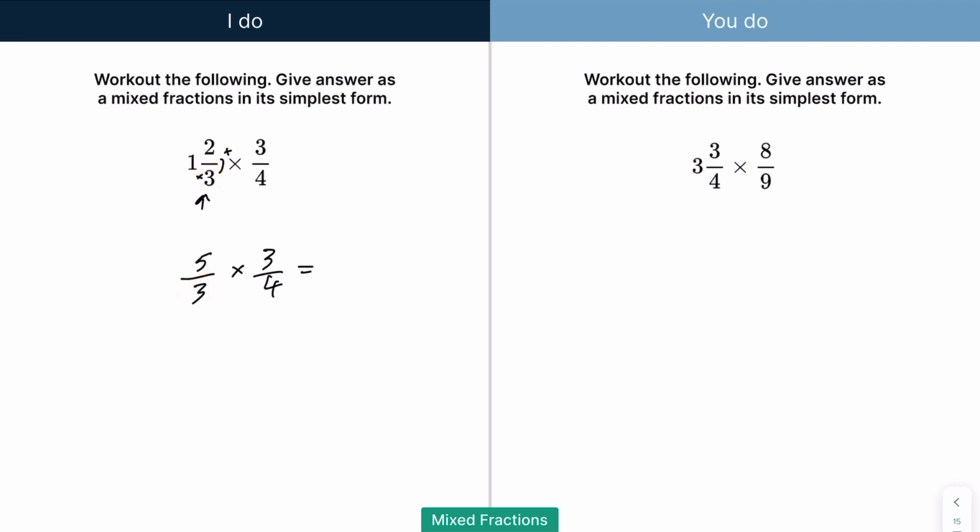Again, if you look at this, you can cancel down to make your life easier. So if I cancel this down, that can divide by 3, that can divide by 3, and that gives me an answer of 5/4.